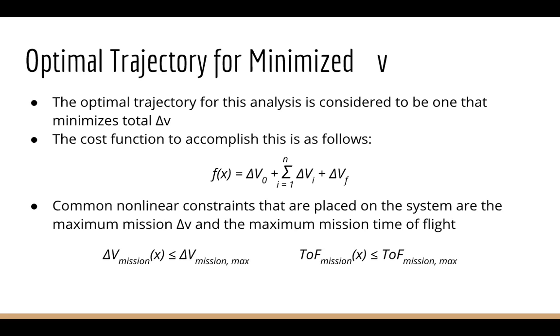So this cost function would be used with the ant optimization method to find the trajectory that would best minimize the delta V to get from your first location to your final destination.